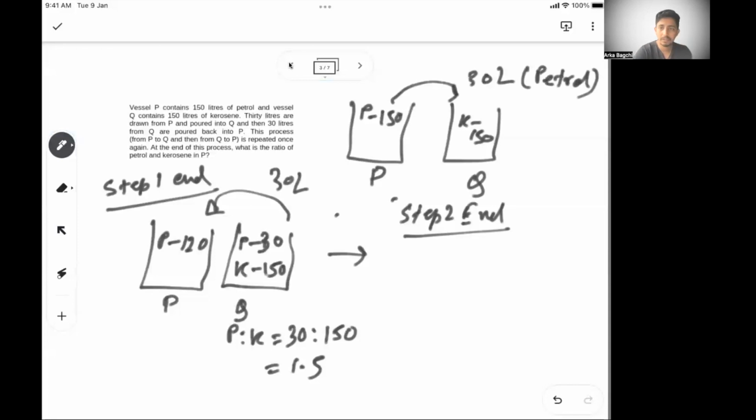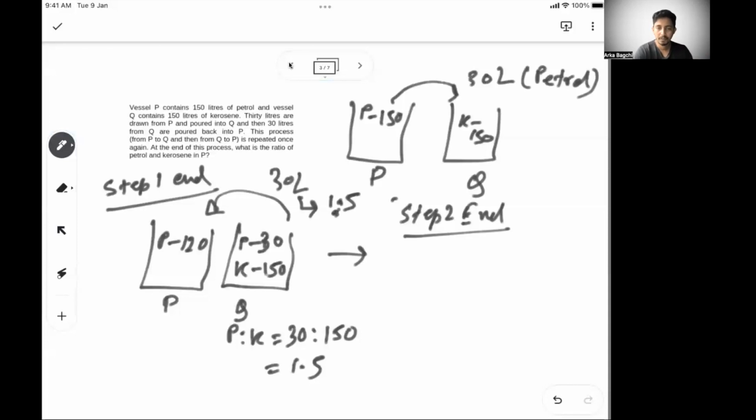But this 30 liter will not only be petrol, it will be a mixture of petrol and kerosene, because you can't draw only kerosene when there is a mixture of petrol and kerosene. But in 30 liter, what will be the contribution of petrol and kerosene? It should be in the same 1 is to 5 ratio. This is the most important part.